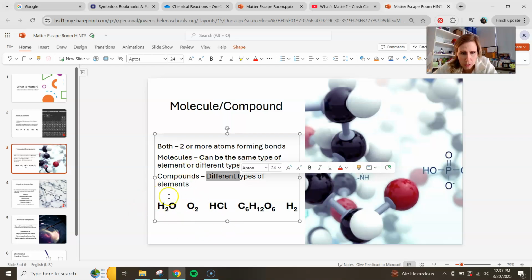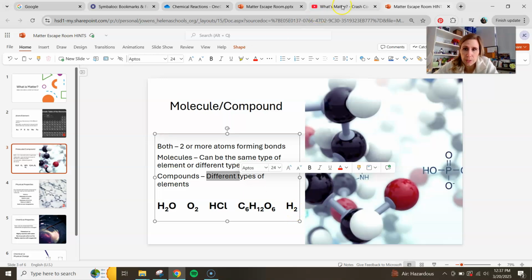So these below are all 2 or more atoms. Hydrogen and oxygen form water. There are 2 hydrogen atoms and 1 oxygen atom. That would be a molecule or a compound. This would strictly be a molecule, but notice that there's a 2 after it. That means there are 2 atoms of oxygen that come together. This is hydrochloric acid: 1 atom of hydrogen and 1 atom of chlorine form this molecule. This is glucose, 6 atoms of carbon, 12 of hydrogen, and 6 of oxygen. And this one would just be a molecule because it's made of hydrogen atoms, but there are 2 of them.